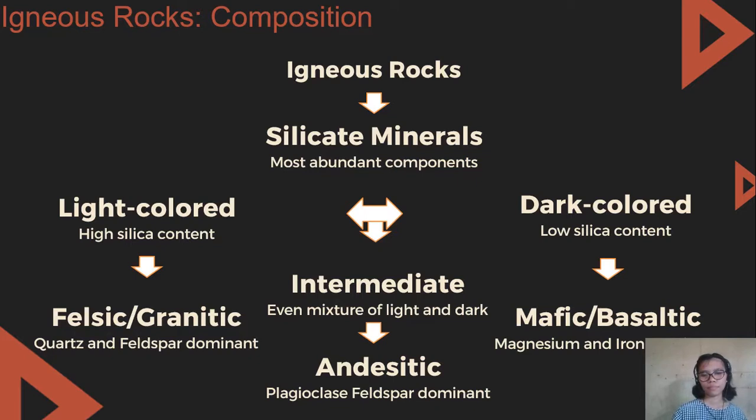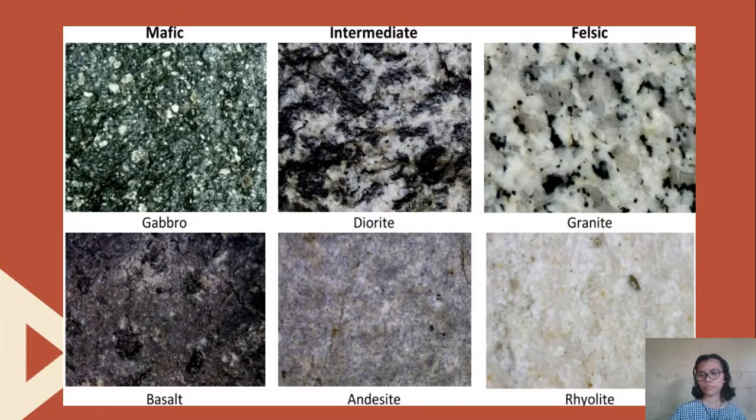Okay, so I have examples of the igneous rocks that form from mafic, intermediate, and felsic magma. In mafic, we have gabbro and basalt. In intermediate, we have diorite and andesite. And in felsic, we have granite and rhyolite.